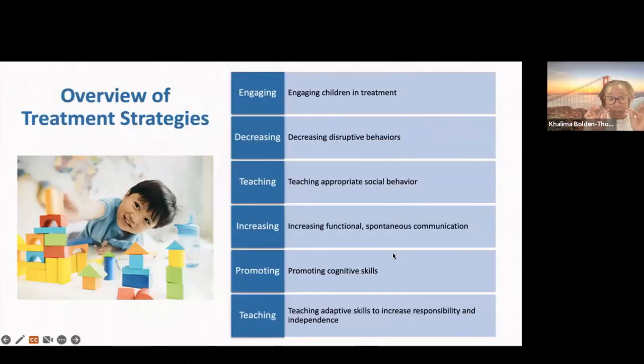I'm going to touch a little bit on treatment strategies for ASD because I want you to see a little bit of the corollaries of how we treat individuals with psychosis spectrum disorders. So first, we're talking about decreasing disruptive behaviors if they're present.